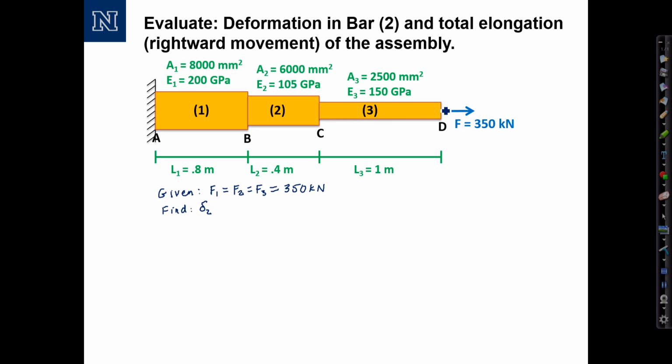We're asked to calculate the rightward movement at the end of the assembly, which is point D, and I could actually draw that. Say maybe the whole thing moves over that far. I would label that V sub D. So that's the total rightward movement at the end. So let's look at how to calculate these two separate pieces.